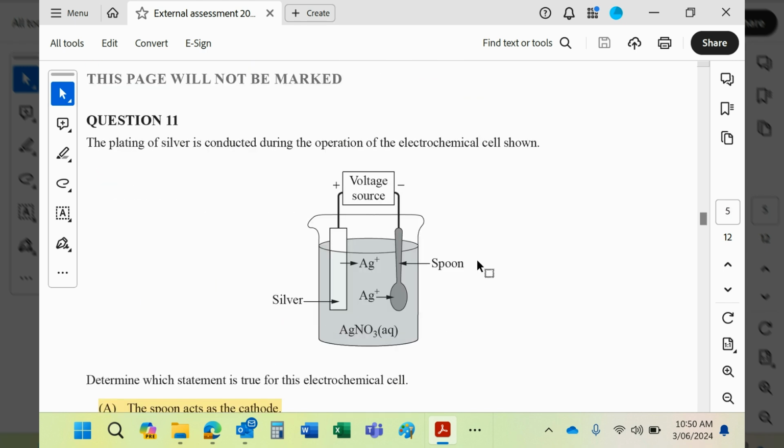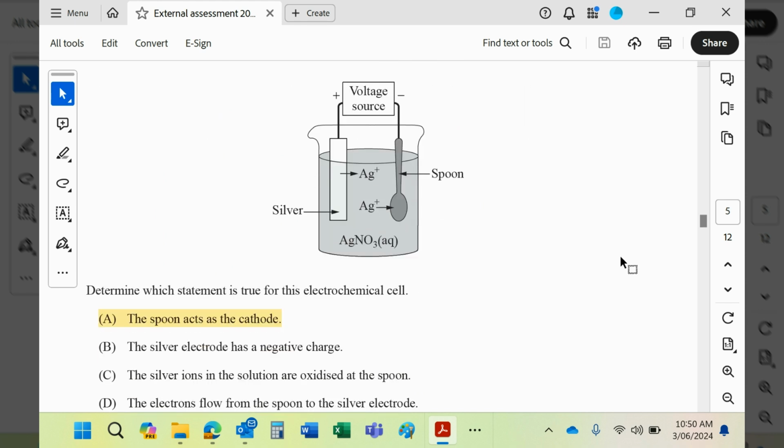Plating of silver is conducted using the operation of an electrochemical cell shown. Now you can see it's got a voltage source, which means basically it's electrolysis. We're using electricity to produce a chemical reaction. In an electrolysis setup, the positive electrode is the anode and the negative electrode is the cathode. And our answer here would be the spoon is acting as the cathode.